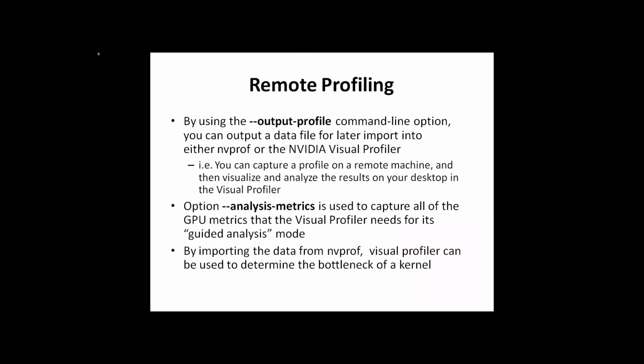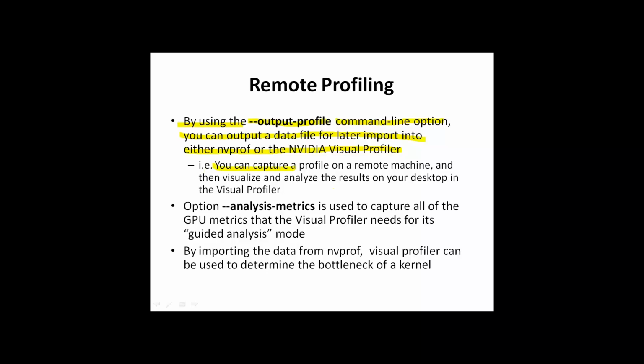So what option do we have to use for remote profiling? We have to use the double hyphen output hyphen profile command line option. In this way, you can output a data file for later import into either NVProf or NVIDIA Visual Profiler. As we have discussed earlier, it will generate the output profile that can be imported into our Visual Profiler. Visual Profiler is on our local system, but we have generated the intermediate data from the remote system.